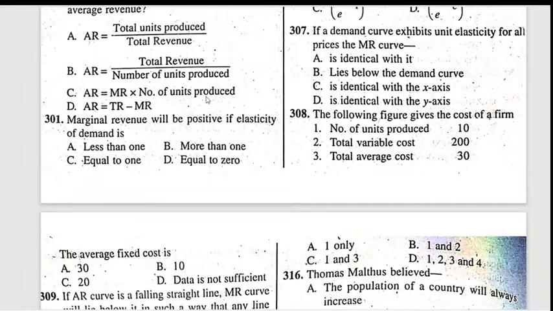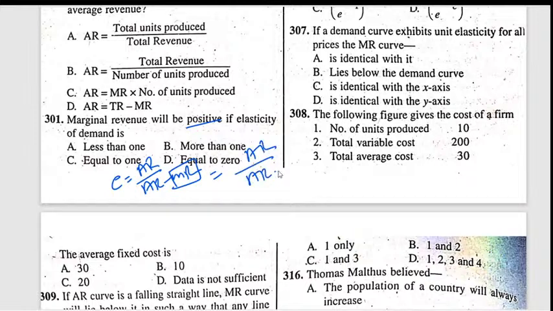Question 301 is saying that marginal revenue will be positive if elasticity of demand is. The relation between elasticity and marginal revenue is E = AR upon AR minus MR. If MR is positive, then it will be AR upon AR minus something positive, meaning the denominator will be less than the numerator, therefore the value of E will be greater than 1. So the answer of question number 301 is B. Moving ahead with the next question.